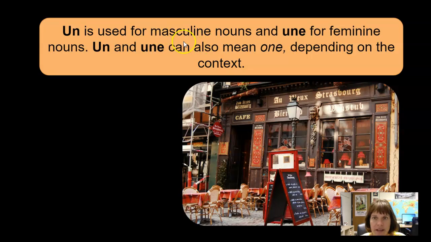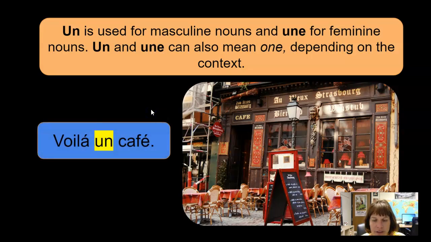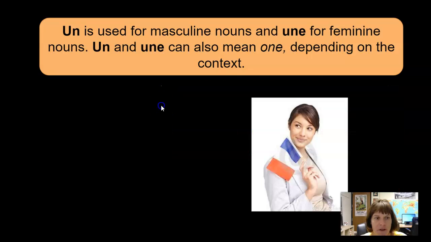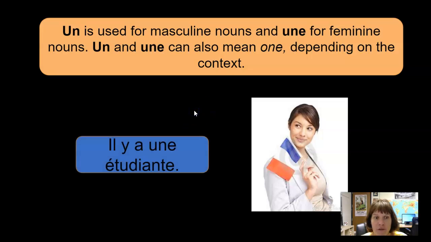Un is used for masculine nouns and une for feminine nouns. Un and une can also mean one, depending on the context. Voilà un café. Voilà, a café. So remember, it can mean one, and you do have to tell by context what that means. Okay. Un is used for masculine nouns and une for feminine nouns. Un and une can also mean one, depending on the context. So same thing for the other.